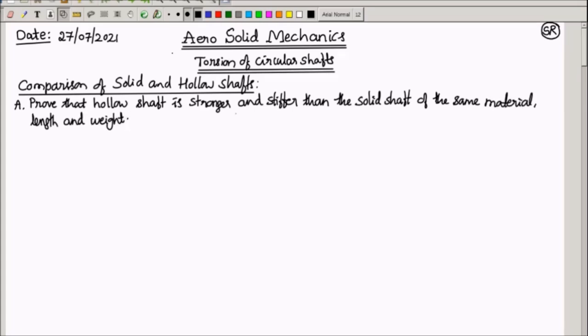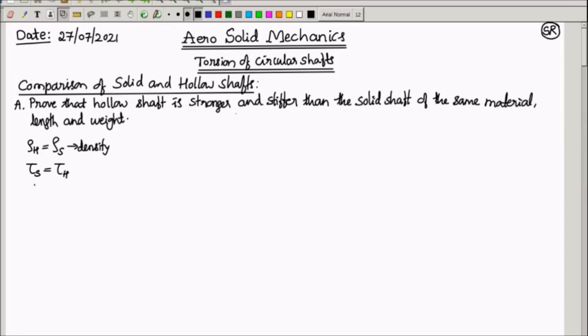This is the question. First of all, when the material is the same for both solid and hollow shaft, the density of both hollow and solid shaft should be equal. So I'll write rho S is equal to rho H. Here rho stands for density, which is a material property. So when the materials are the same, these two have to be the same. And when the materials are the same, the allowable or maximum stress that they can undergo is also the same. So tau H is equal to tau S.